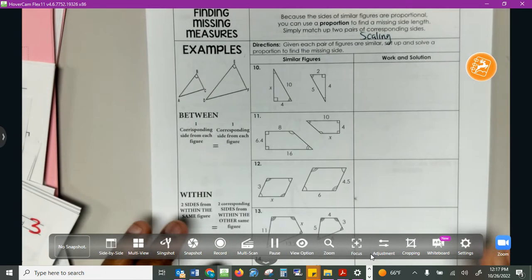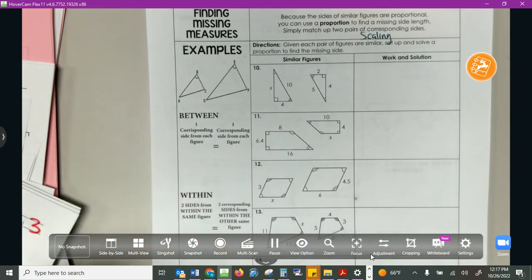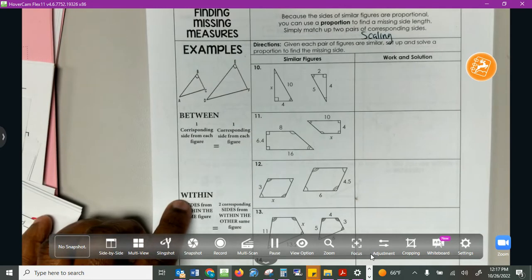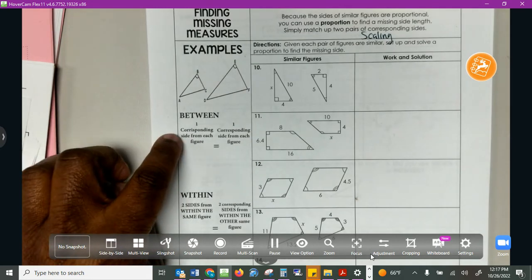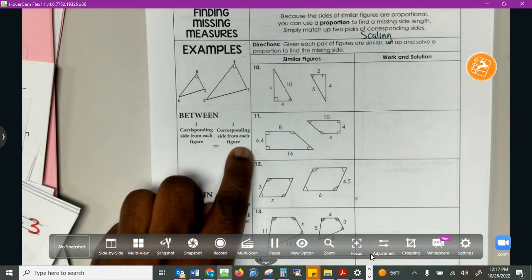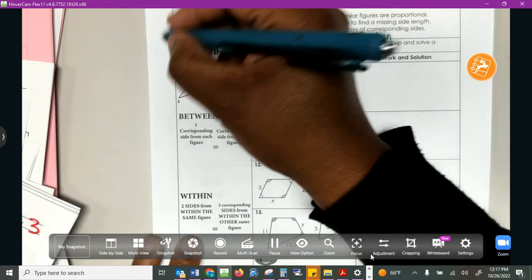So before we start working on the problems, let's talk about how do we find the missing side. There's two methods. One is called between and one is called within. So the between method is when I have one corresponding side from each figure is going to be equal to one corresponding side from each figure. So let's go ahead and identify what our sides are.